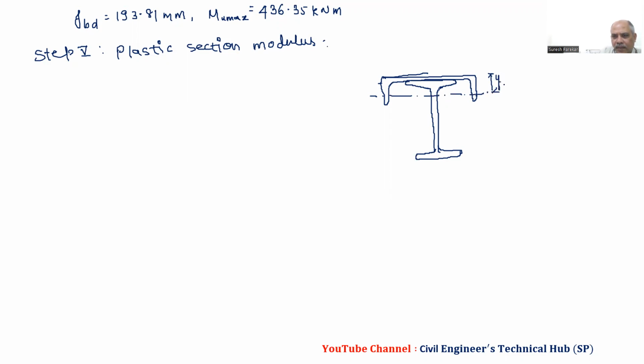Now YP is the axis of the plastic section modulus, or we can say the plastic neutral axis, where it will act. So the plastic neutral axis divides the area into two equal parts.